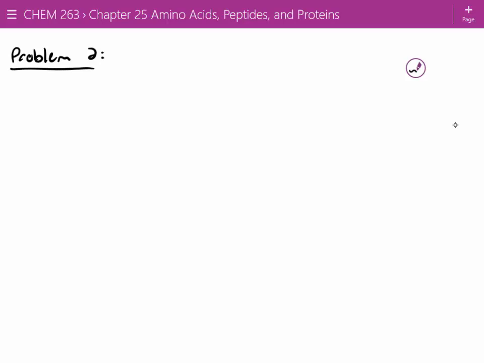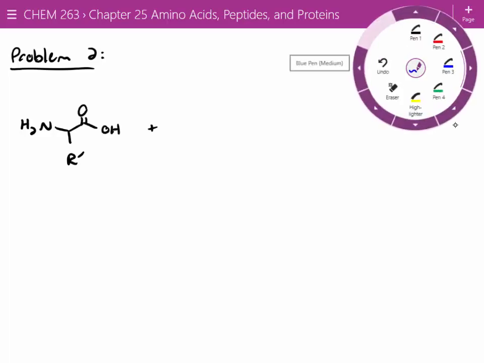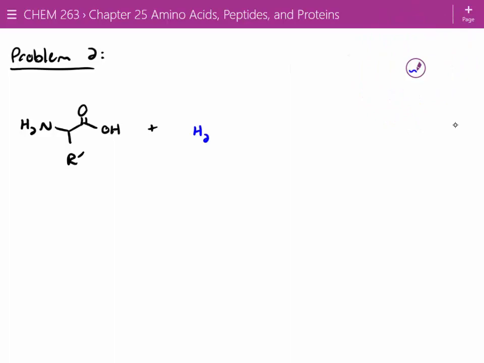Problem 2 is often overlooked. So let's say we react this amino acid. I'm going to just label it as the black amino acid. And we'll react this with a blue amino acid. And we decide, let's just toss these two together.